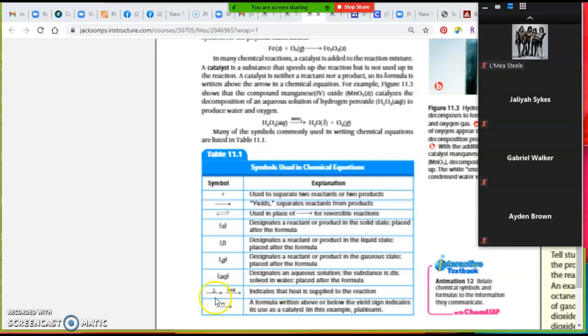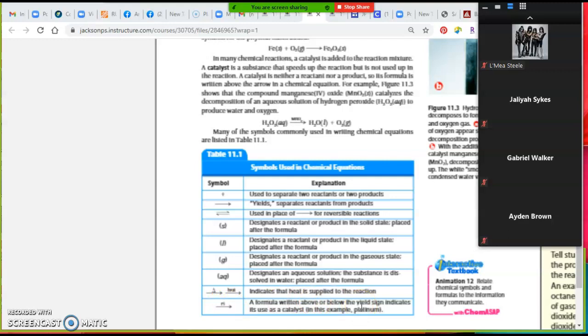This is a triangle over an arrow, and this is the word heat over an arrow, and it indicates that there is going to be a change in energy. In other words, if you heat it, or if the reaction takes place and it starts to bubble or boil, or it cools down, you'll end up with the triangle. And then if you have a metal written above the arrow, it means that you're using a catalyst.